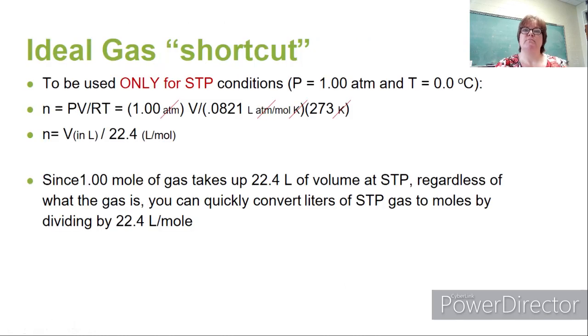Just to point out, many of you have seen this in high school chemistry before, that we have an ideal gas shortcut. I can calculate how much volume 1 mole of gas takes up at standard temperature of 273 Kelvin and standard pressure of 1 atmosphere. And it turns out that the volume of 1 mole at STP is 22.4 liters. So that means 22.4 liters equals 1 mole at those conditions. In that case, if I want to know how many moles I have, and I know I have 48 liters of gas, I just divide 48 liters by 22.4 and I can quickly get to moles. So it's a nice shortcut.